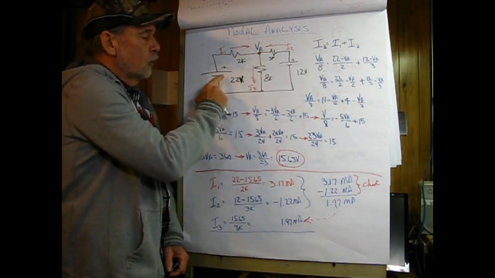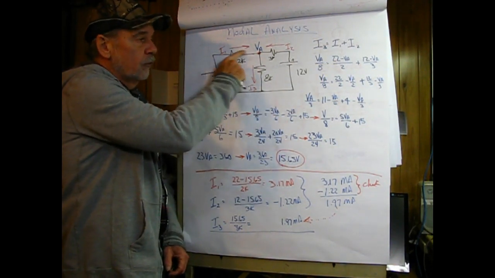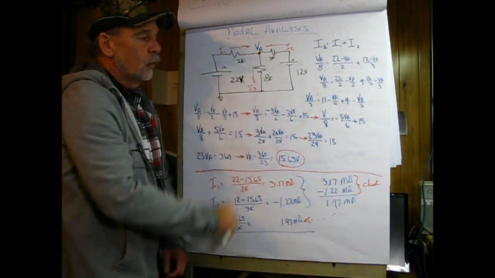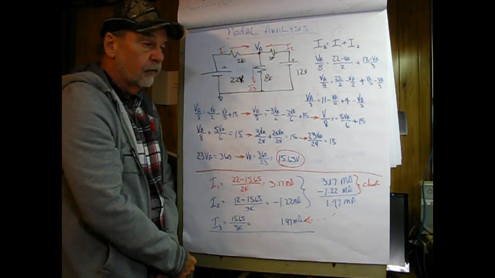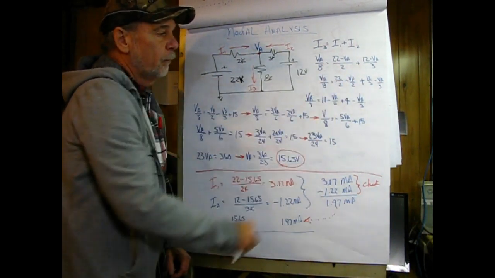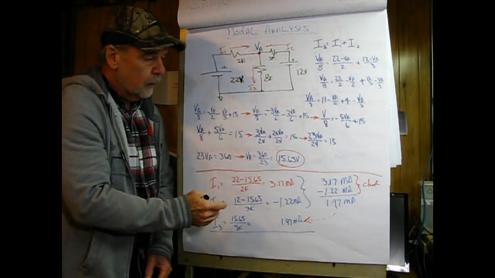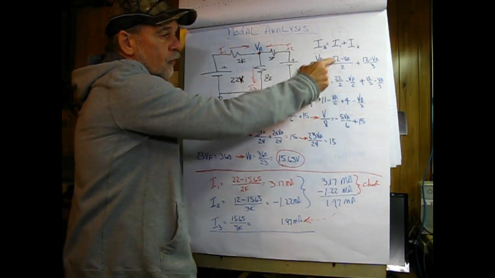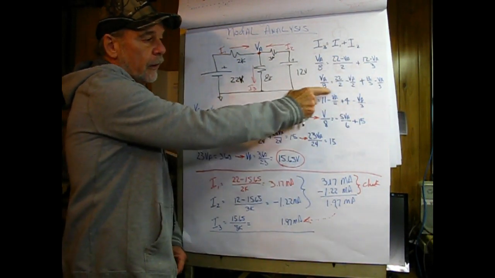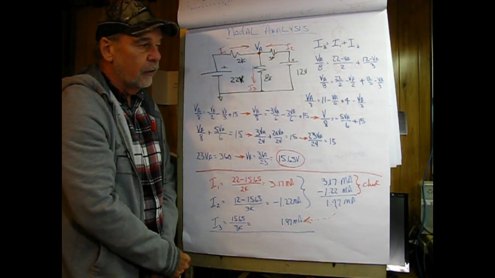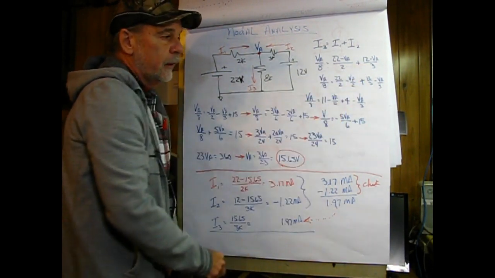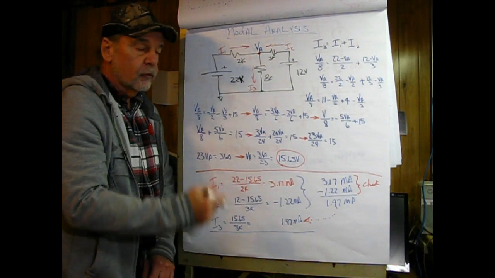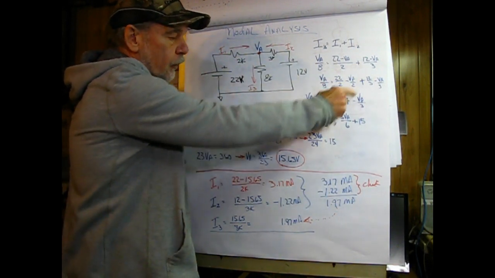And I1 is going to be 22 minus VA, because of the current direction here, divided by 2K, that's this term, and then I2 is going to be 12 volts minus VA divided by 3K, which is this term here. So I'm going to verbosely work this out and show every single step here so there's no ambiguity. What I'm going to do is break these two down into individual fractions. VA over 8 equals 22 over 2 minus VA over 2 plus 12 over 3 minus VA over 3.